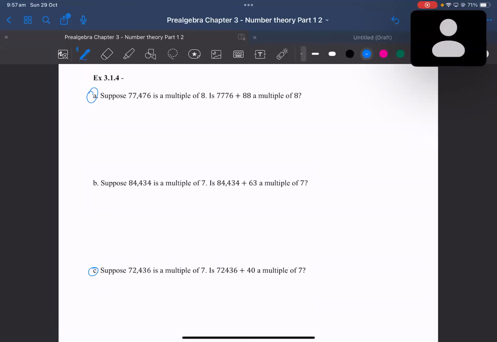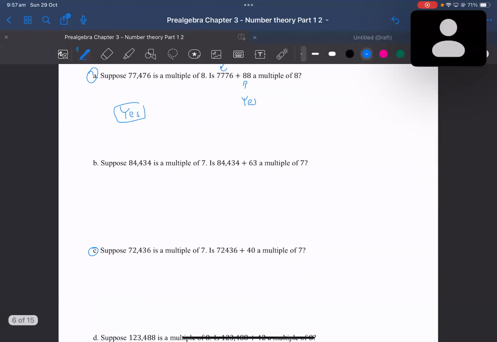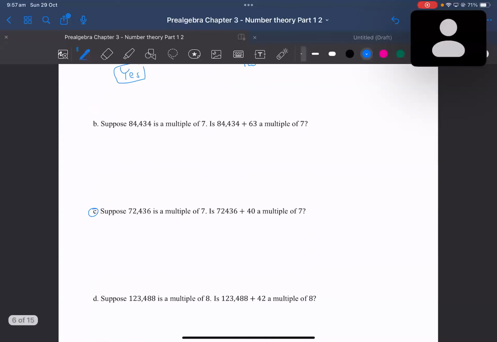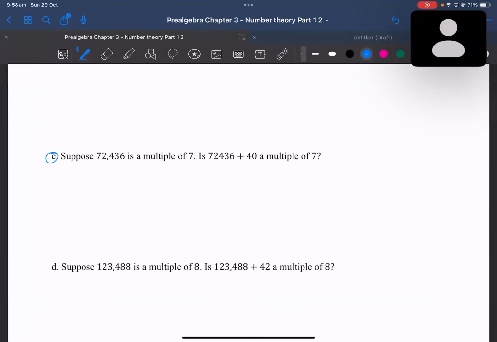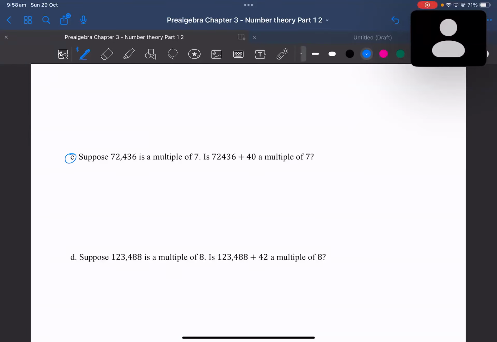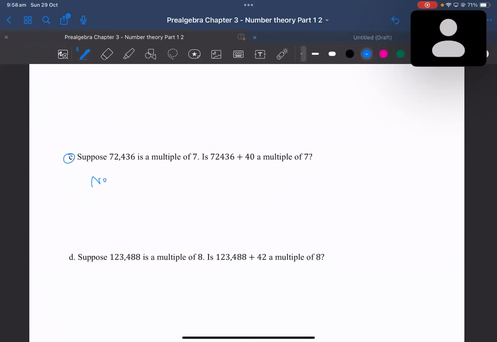How'd you go with A? Yes or no? A is yes, because this one's a multiple of 8. We already know that. And 88 is 8 times 11, so that's yes as well. Good. Is 5 times 5 a perfect square? Yeah, but look, our range is 100 to 200. No. Question C. Good. Because it's 40, right? 40 is not a multiple. And E?